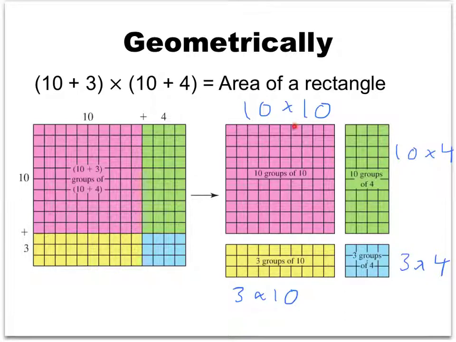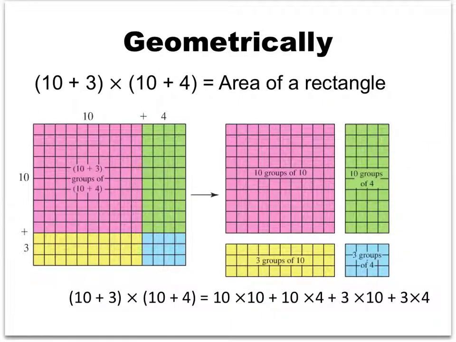So here's the areas of these 4 smaller rectangles. If we add up all of those 4 rectangles, we're going to get the same area as this big rectangle over here. So let's put this all together. The area on the left here is 10 plus 3 times 10 plus 4. The area of all 4 of these combined is 10 times 10 plus 10 times 4 plus 3 times 10 plus 3 times 4. And so there's 2 different expressions for the same area, and therefore they must be equal.